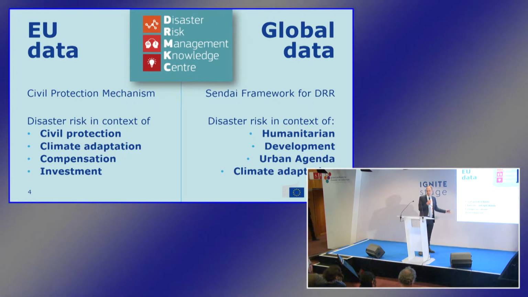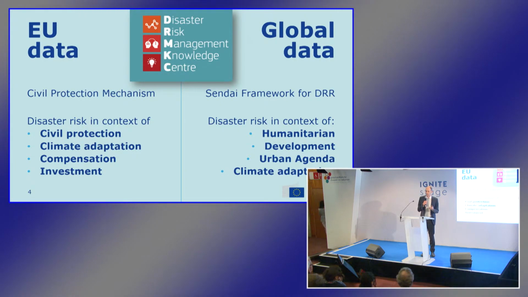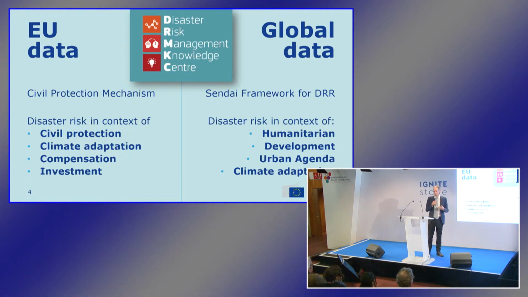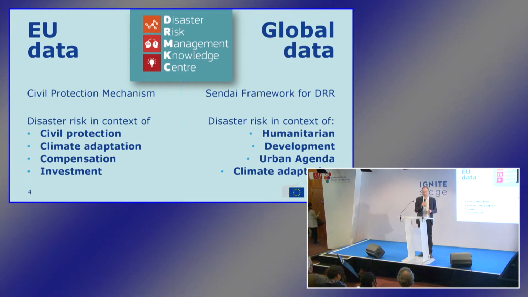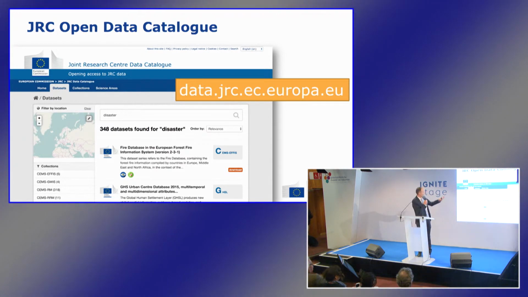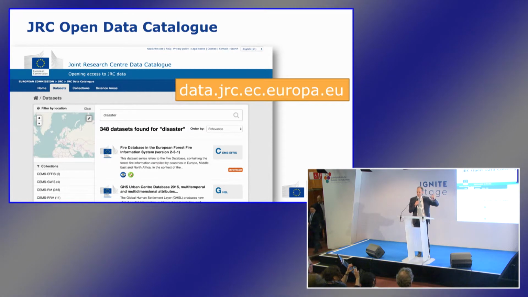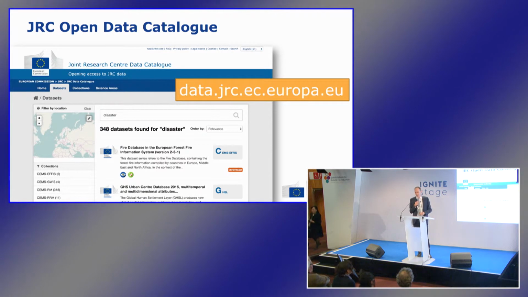We mainly work in a context in Europe of civil protection, but also climate adaptation, compensation, and investment. So we already work within all these fields, and the data we try to build help in all these contexts. On the Sendai framework side, it's the same. We work in the humanitarian sector, but also in the development of the urban agenda and climate adaptation. All our data is available, and you will see a number of links. The presentation really is to help you find the data. It's all in our open data catalog of the JRC.